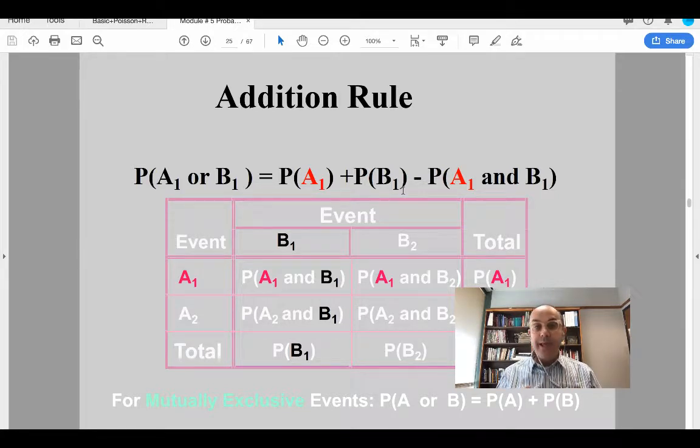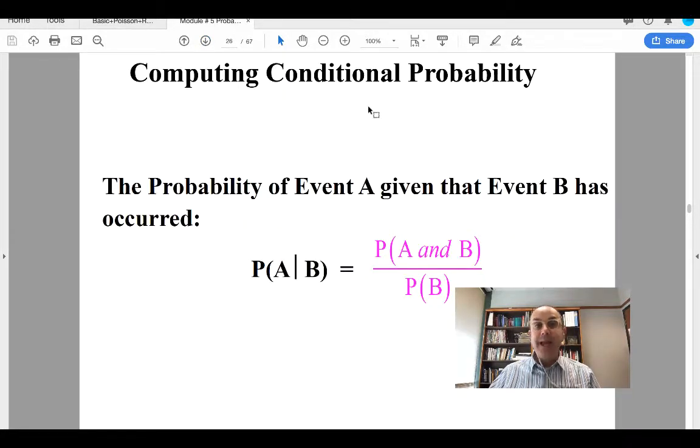Additional rule, and again, this is for mutually exclusive events. The probability of A or B equals the probability of A plus the probability of B, and this is how we calculate that. We have A1, A2 and the total, and we have B1, B2 and the total, in order for us to calculate that.